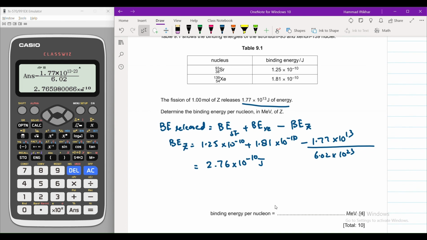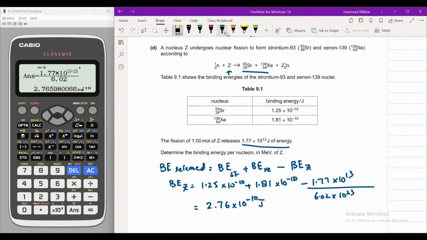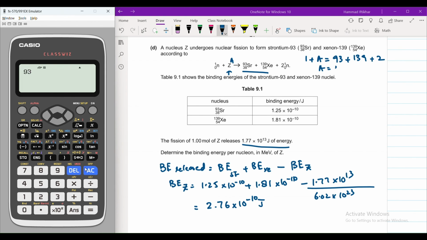But since we need that for the nucleon, we need to find the total nucleon number of Z. The mass numbers are conserved. So we have 1 plus A, the mass number of Z, equals 93 plus 139 and the 2 neutrons. So the mass number of Z would be 93 plus 139 plus 2 minus 1, that's plus 1. So that's 233.